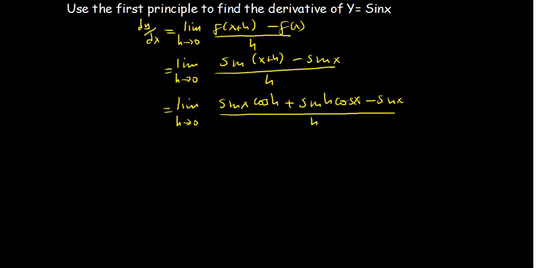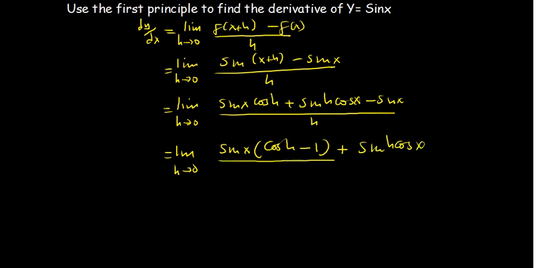So I'll put what has got sine of x together. We can see sine of x here, we can see sine of x there. So I'll put that together and factorize out a sine of x. So this is the limit as h approaches 0. I'll remove a sine of x from here and here. So that will be sine of x, and then what is going to remain here is cosine of h minus what will remain here is a 1. And then we have got plus sine of h cosine of x, everything divided by h.